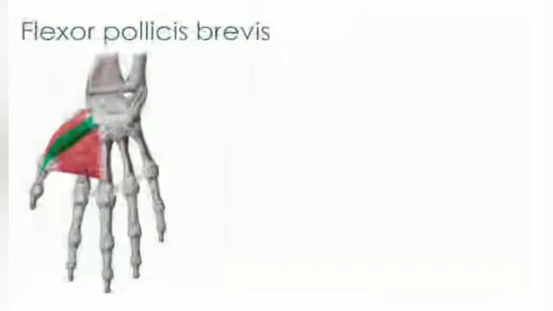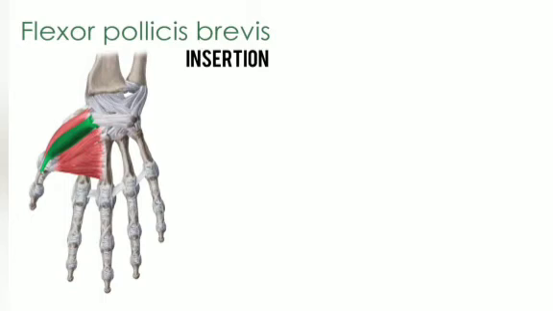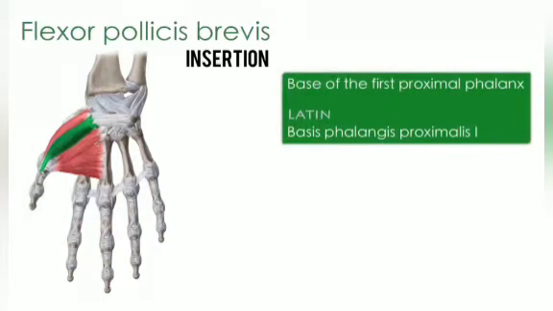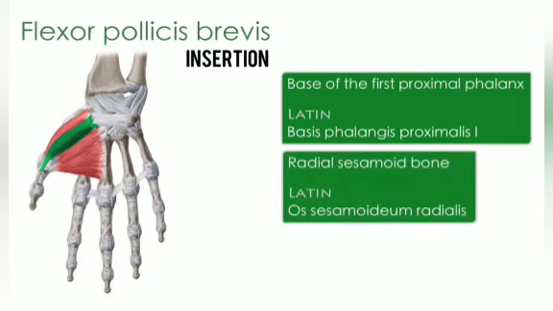Now moving on to the insertion points of the flexor pollicis brevis, there are 2 insertion points for this muscle. And as you can see, the 2 heads are coming together into one tendon as well, and they will insert into 2 points. These points are the base of the first proximal phalanx, or the base of the proximal phalanx of the thumb, and the other one is the radial sesamoid bone.